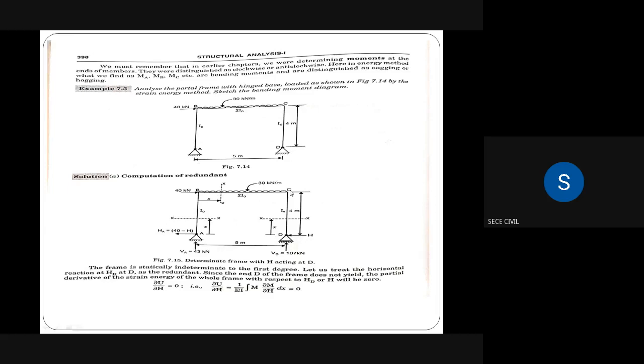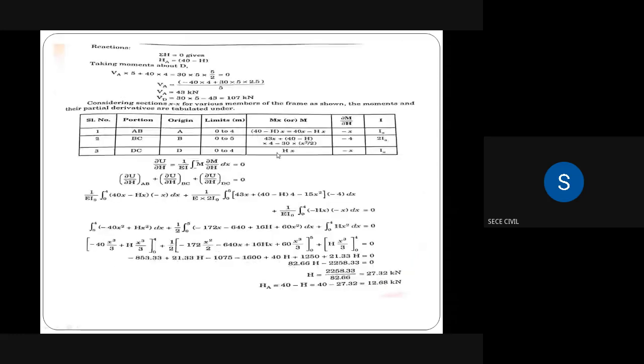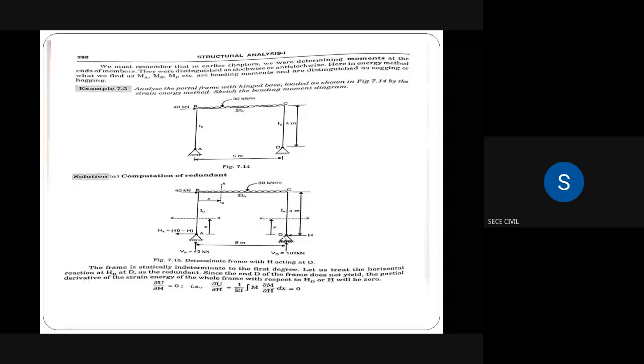So there are the equation, and we are substituting the value at x is equal to 0, MB value will come 50.72 kilonewton meter. At x is equal to 5 means MC value will also come. Okay, 109.38 kilonewton meter. Next, they are taking the span DC. So for span DC, the equation is minus HX. Here the minus sign will come. At x is equal to 0, at x is equal to 4 meter. The x starts from point D only. So at x is equal to 0 means it denotes point D. At x is equal to 4 meter means it denotes point C.